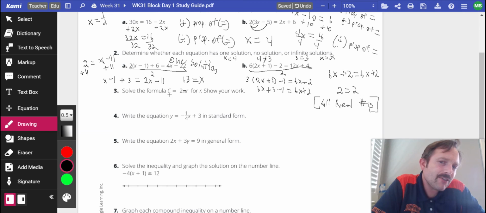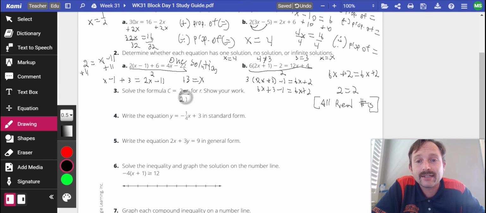Next up, it says solve the formula. Number 3. It says solve the formula C is equal to 2 pi r. Okay, let's divide by r. To get rid of r, we have 2 pi with him. We're going to divide by 2 pi on both sides.